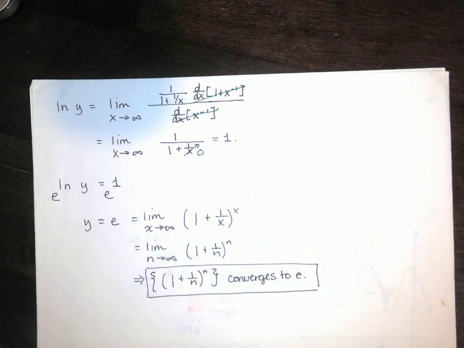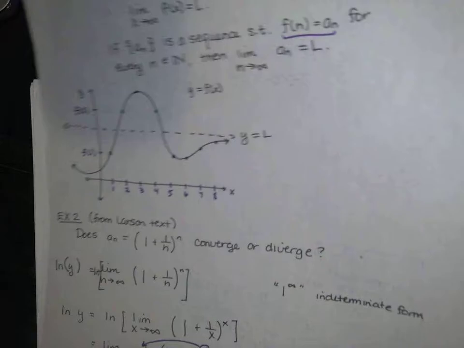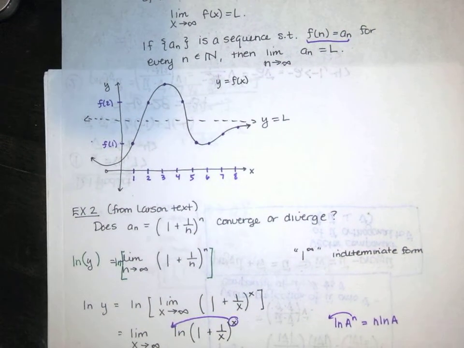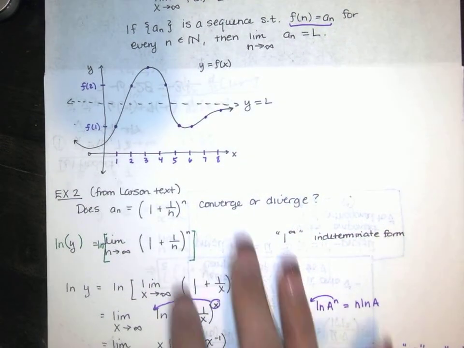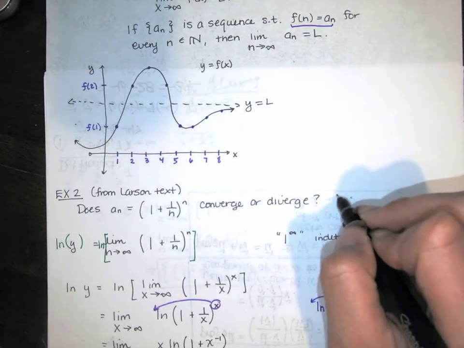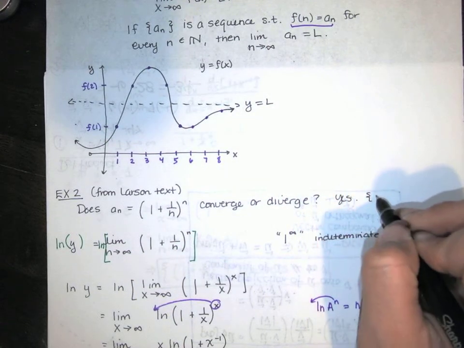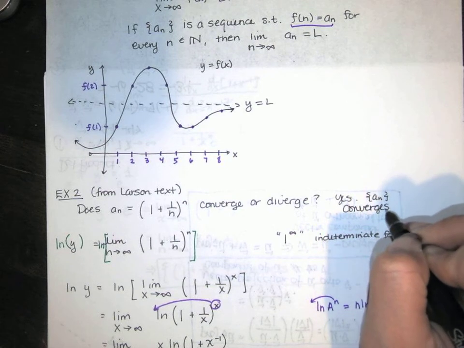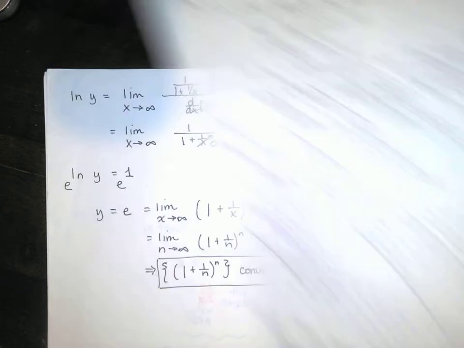Okay. Now that technique is not a technique that you'll have to use very often, but occasionally it comes up, and it's definitely an advanced example of L'Hopital's rule. So does this one converge? Yes, it converges. A sub n converges to e. All right.